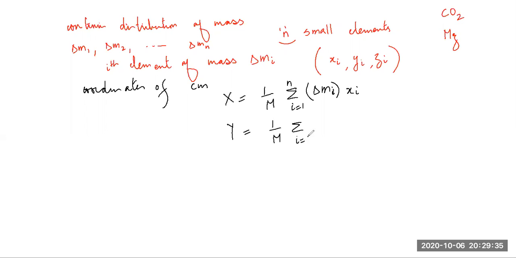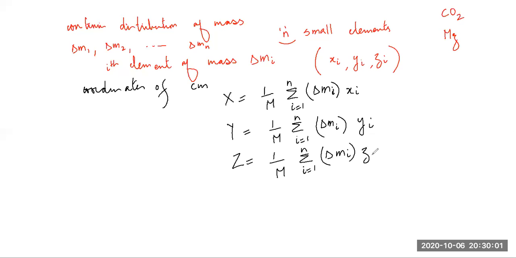summation i is equal to 1 to n delta m_i y_i. And z would be equal to 1 by M, summation i is equal to 1 to n, delta m_i z_i.